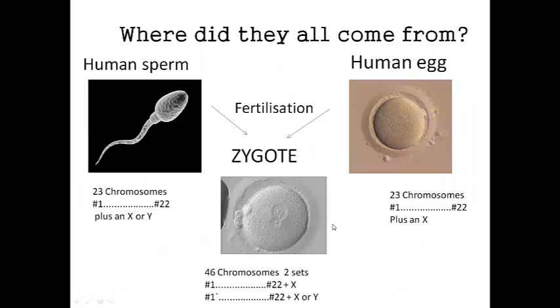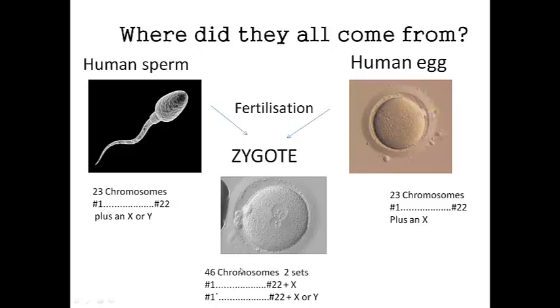So where did all these chromosomes come from? Well, remember, a zygote is the first cell of a new organism, and we all began as a single fertilized cell or zygote. The DNA in that zygote, that very first cell of you, came from the sperm and the egg. The sperm brought 22 chromosomes and an X or a Y. The egg had 22 chromosomes and an X chromosome.